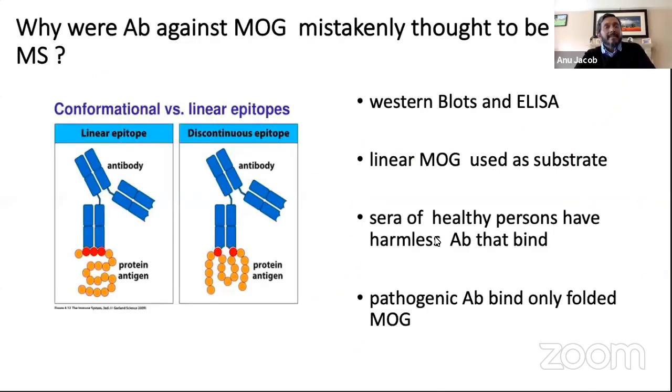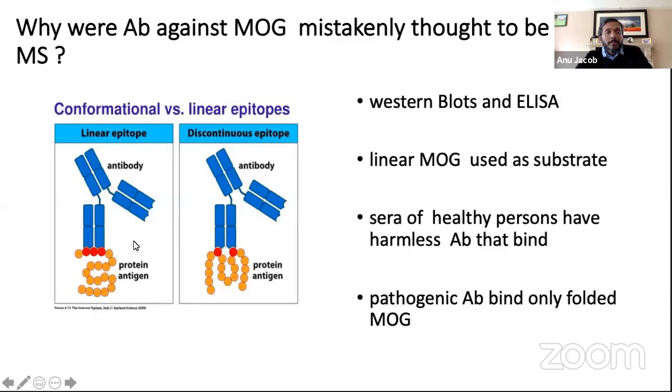So it may be of relevance, how did this confusion happen? How did researchers mistake this antibody against MOG and think it was present in MS? Well, the answer lies in the epitopes, the antigen that they used to detect MOG.